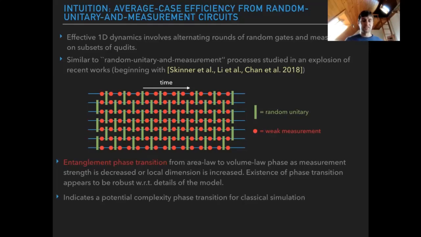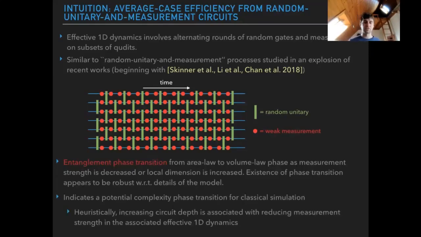This is interesting from our perspective because the effective 1D dynamics that we end up with, as on the previous slide, looks quite similar to these sorts of processes. In particular, there's an interesting heuristic correspondence between the depth of the 2D circuit that we want to simulate and the effective measurement strength in the effective 1D dynamics that the simulation algorithm tries to track. This correspondence gives some indication that we might potentially see a complexity phase transition for our algorithm from an efficient regime to an inefficient regime as the depth and local dimension are tuned. But this is just a heuristic correspondence, so we do additional numerical and analytical analysis to better understand how the algorithm behaves.